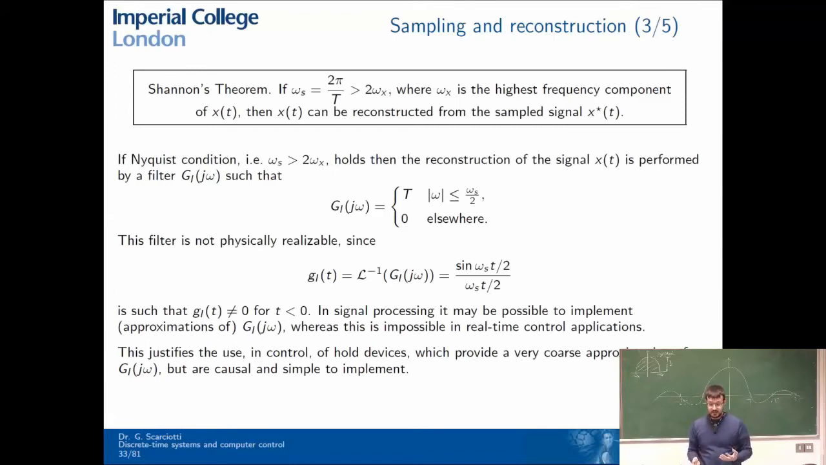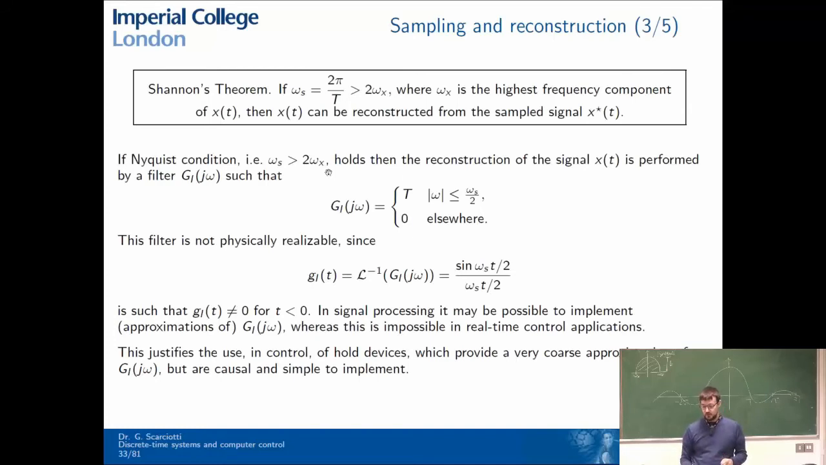As I just said, there is the problem that the filter that we then want to use to reconstruct the signal, even when the Shannon theorem holds, cannot be realized in practice, but only an approximation of it can be realized. This can be seen here. So let's assume that the Shannon theorem holds. So we are in the case in which there is a maximum frequency and omega s is greater than 2 times omega x.